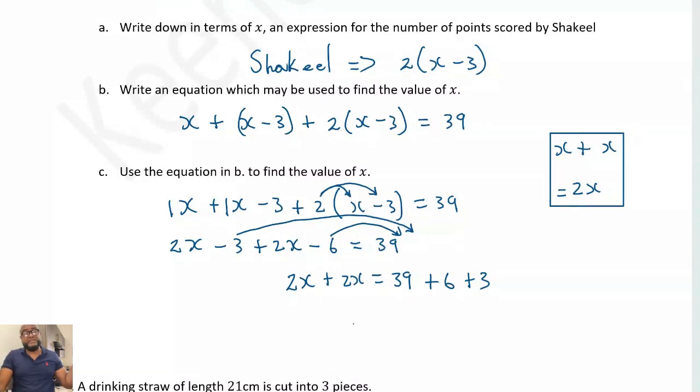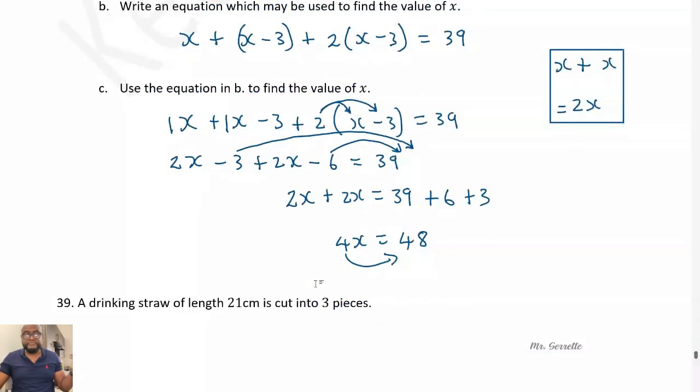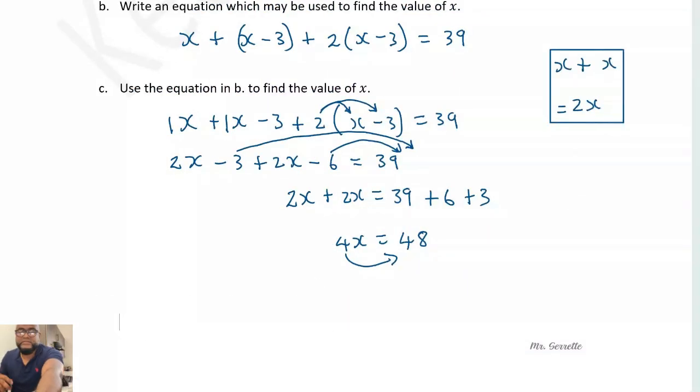2x plus 2x is how much x? 39 plus 6 plus 3. 48. And look at it. Where you carry the 4 here, what do you do? Divide. So x would be equal to 48 divided by 4. x will be equal to 12.